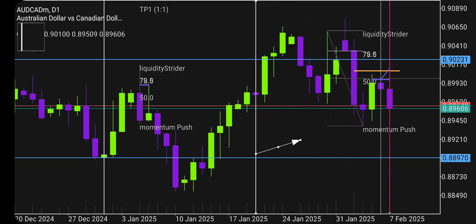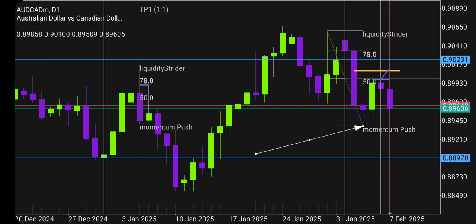This candle has no volume, so I won't count it in the momentum push. From this high to that low, Tuesday's low, this week's low, is the momentum push. If this was Tuesday, this is Monday, then this is Friday. This was Thursday. So Thursday's high, the weekly high, to this week's Tuesday low. That is the momentum push.